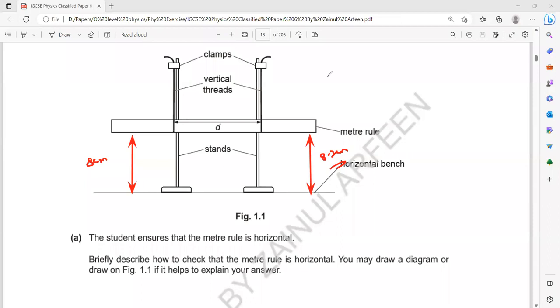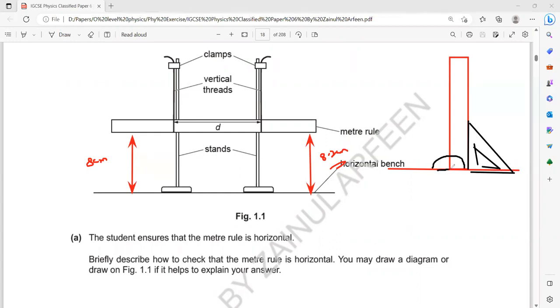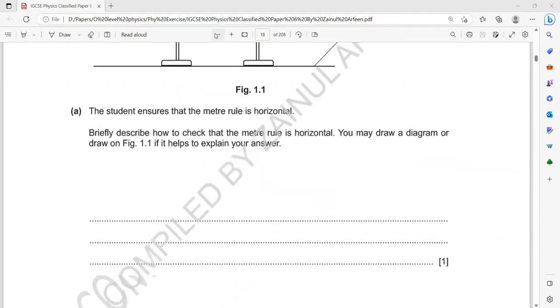Sometimes they ask how you can show that the meter rule is exactly vertical. In that case you will use a set square, because a set square angle is 90. If the set square fits into the space, it means the meter rule is vertical. Or you can measure the angle using a protractor. If the angle between the bench and the rule is 90, it is also vertical. If the question was about vertical, you would answer in this manner. But this question is about horizontal, so you will mention measure the height from both ends from the bench.